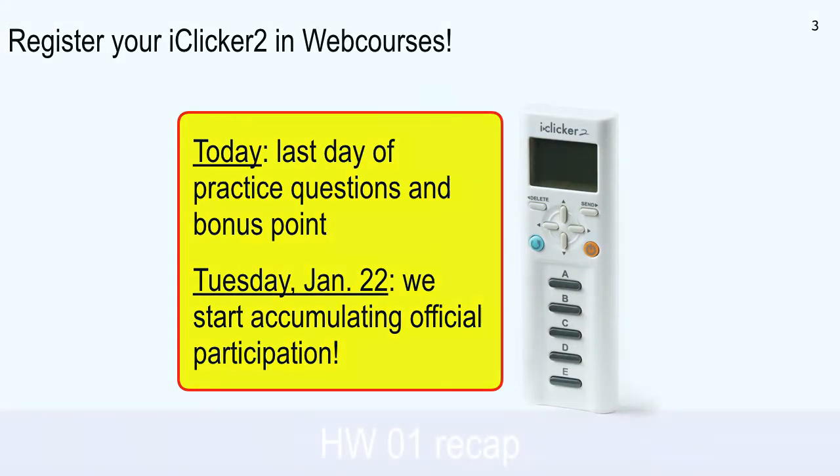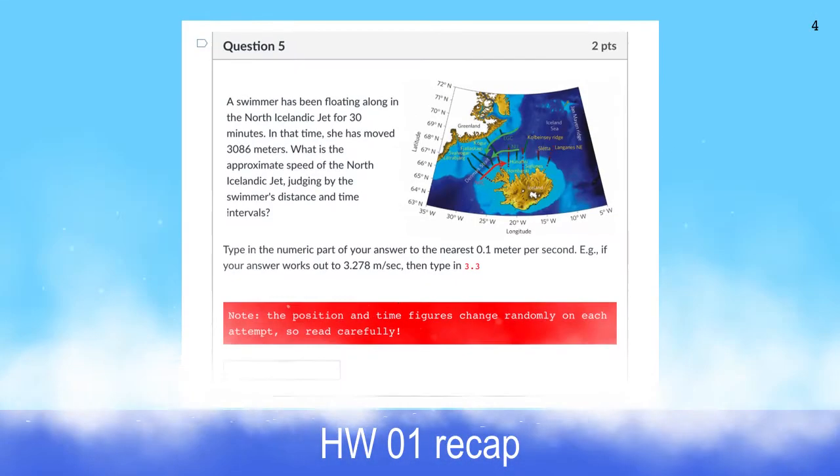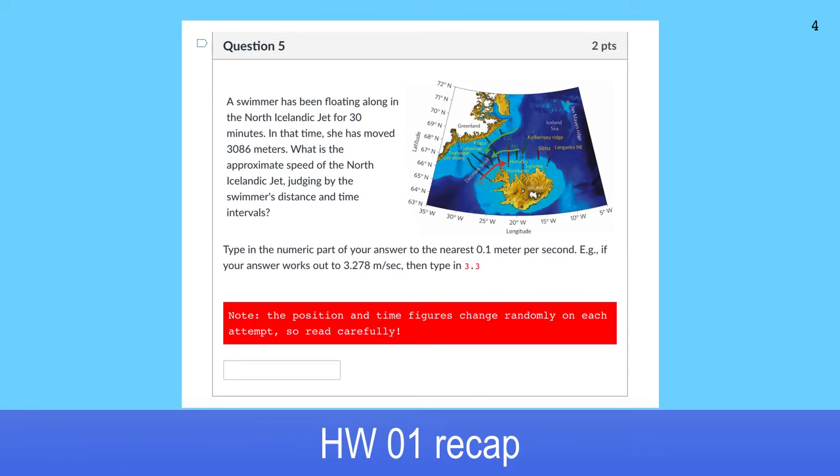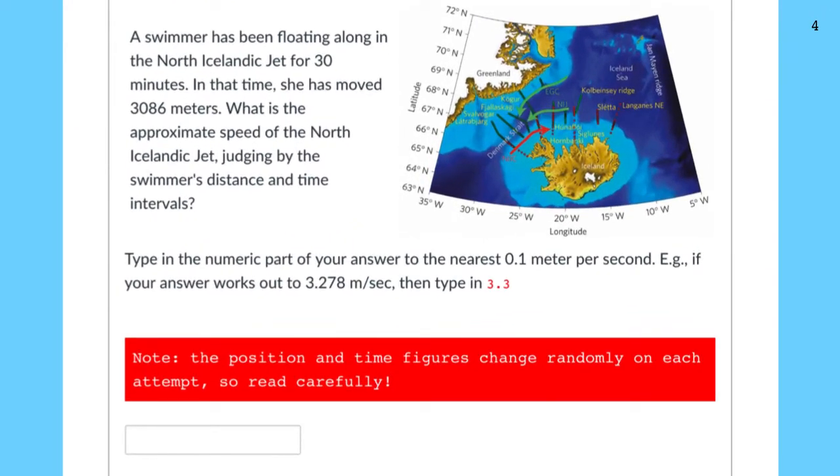Okay, let's keep going. Homework recap. The one that I want to go over is this one, the North Icelandic jet. That's actually a diagram from a journal called Nature Geoscience. They discovered this new current in the North Atlantic, the North Icelandic jet. It's in red here. I used it as a context for a fairly simple calculation of speed, but there's a couple things in here that I want to go over.